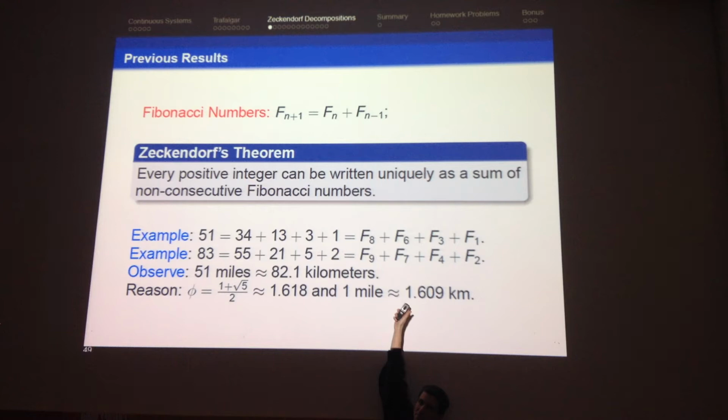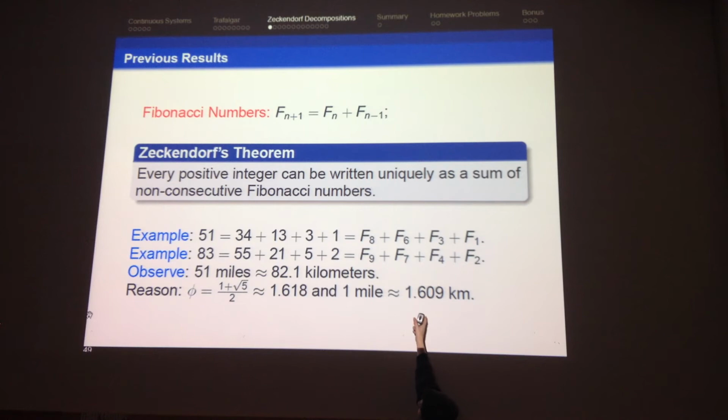Where do we get kilometers from? All right, where do we get meters from? Where did we get that from? The French Revolution, going back to the Napoleonic days. Okay, the French Revolution gave us, they defined 1 mile to be approximately 1.609 kilometers.